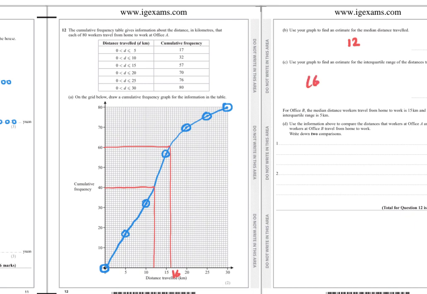Now we need to find the lower quartile. 1/4 times 80 equals 20. From 20, draw the line. Now 6. So 16 minus 6 equals 10. So the interquartile range is 10.